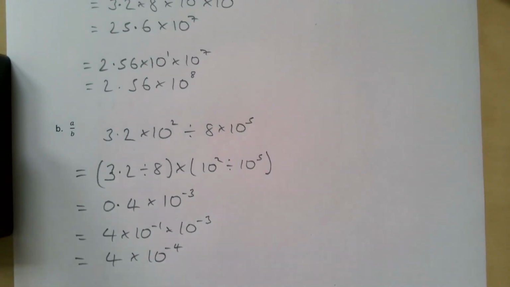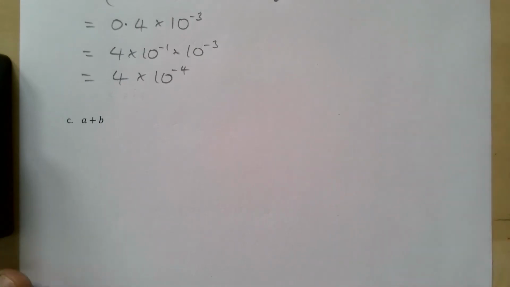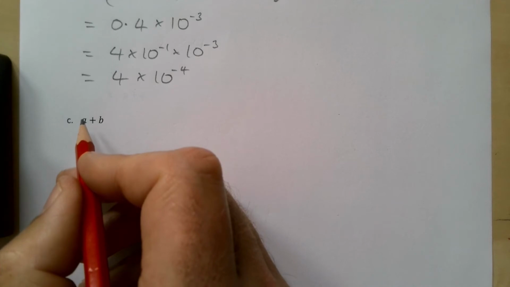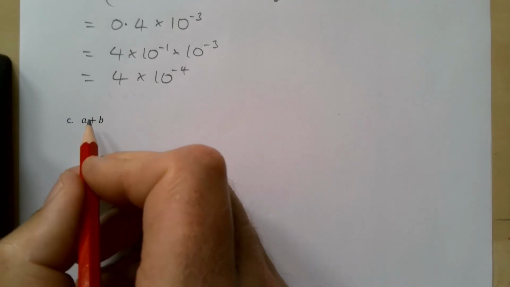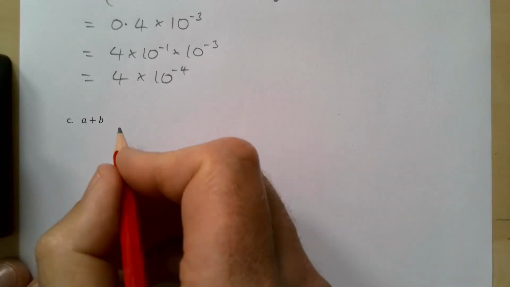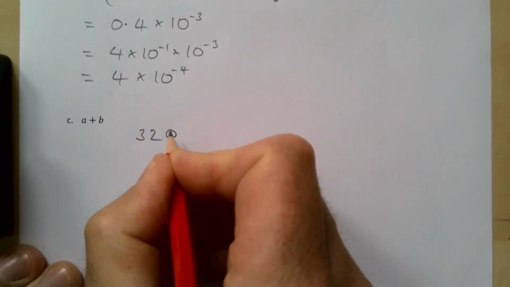Okay, finally then, they asked us to do A plus B. It's the most awkward one, but it's nearly the simplest. If you're adding or subtracting numbers in standard form, you simply need to change them into normal numbers, and then add them, and then change it back again. So where A is 3.2 times 10 to the power 2, so it's 320.